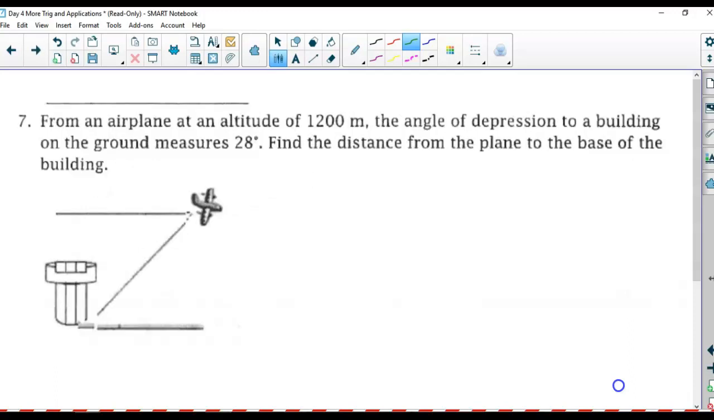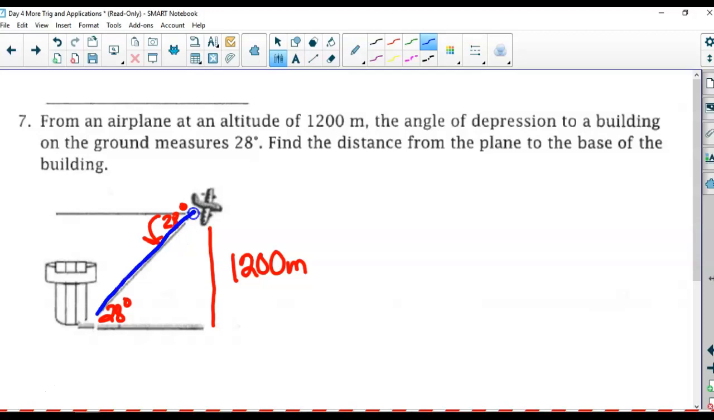All right, maybe I'll do 7, I don't know. It says, from an airplane at an altitude of 1,200 meters. So 1,200 meters is his flying height straight above the ground. The angle of depression to a building on the ground is 28 degrees. So we're going to measure the 28 degrees always from the horizontal. So it goes here, which would mean by alternate interior, we can also put it here. It says, find the measure of the distance from the plane to the base of the building. So they want us to find from the plane to the base of the building. So where the plane actually is.